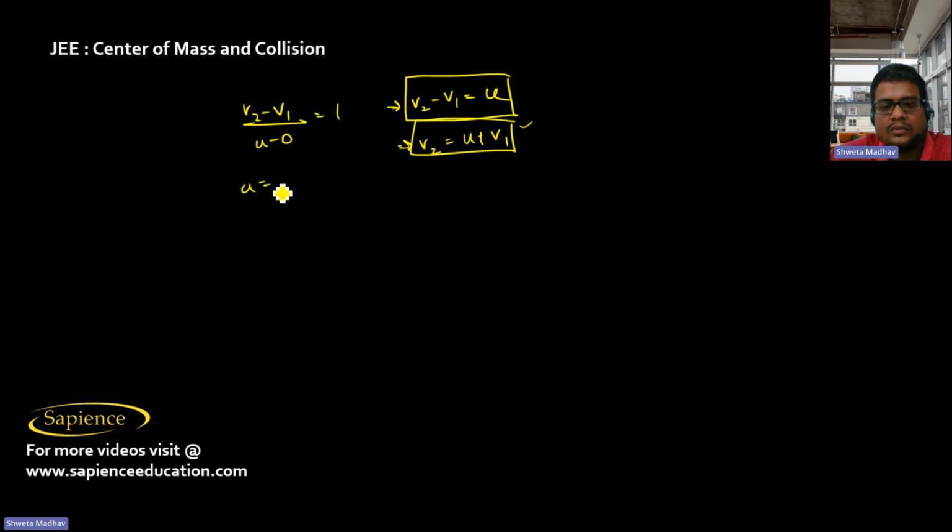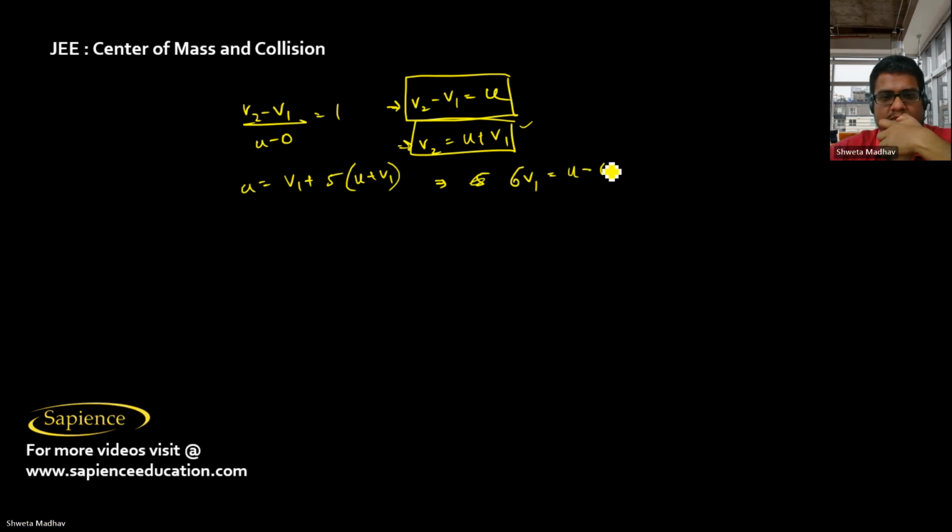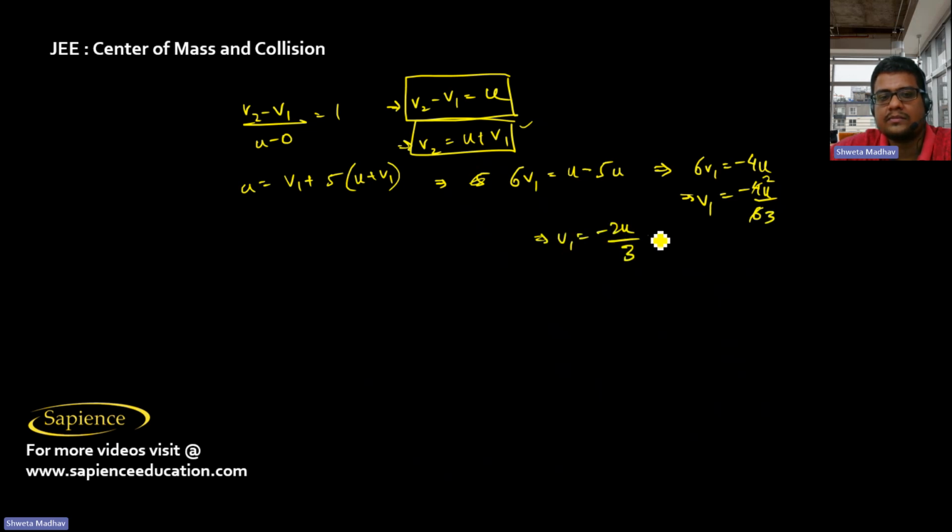So U equal to V1 plus 5V2, so 5 into (U plus V1). So you can say 5V1 plus V1, that is 6V1, is equal to U minus 5U. It means 6V1 is equal to minus 4U. So V1 will be minus 4U by 6, that is minus 2U by 3. So therefore V2 will be equal to U plus (minus 2U by 3), that is equal to U by 3.